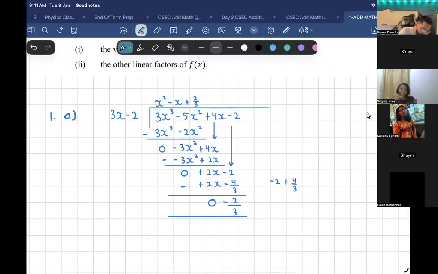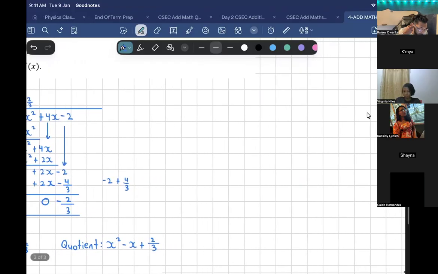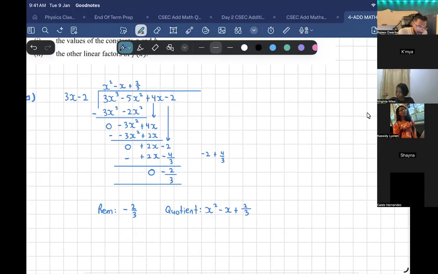Okay, no problem. So over here, you can see that the remainder is what? What's the remainder? Minus 2 thirds. Right, so the remainder is minus 2 thirds. What is the quotient? So anybody know what the quotient is? Minus x plus 2 thirds. Yeah. Right. Let me try synthetic. Try to remember that.